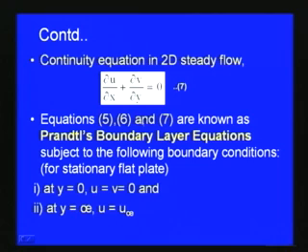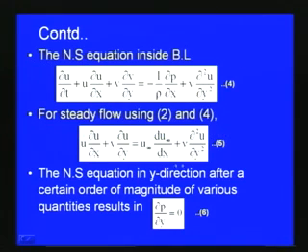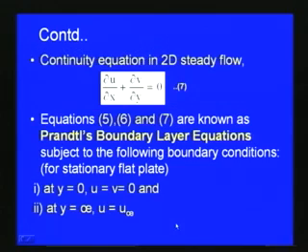So, equations 5, 6 and 7 are known as Prandtl's boundary layer equations, subject to the following boundary conditions. These equations are called Prandtl's boundary layer equations, and the boundary conditions are: at y is equal to 0, u is equal to 0, v is equal to 0, and at y is equal to infinity, outside, u is equal to u infinity, or at y is equal to delta also.